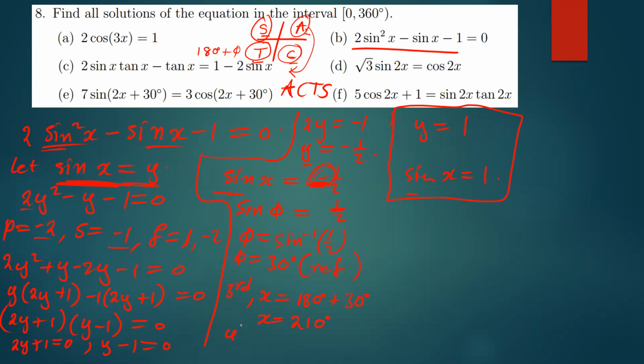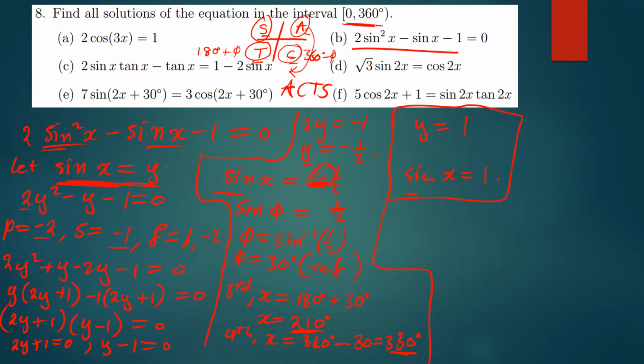And then in the fourth quadrant, we have the value of x being equal to, if you remember, I said 360 minus the reference angle. So we say 360 degrees minus the reference angle, which is 30, and this gives us what? 330 degrees.